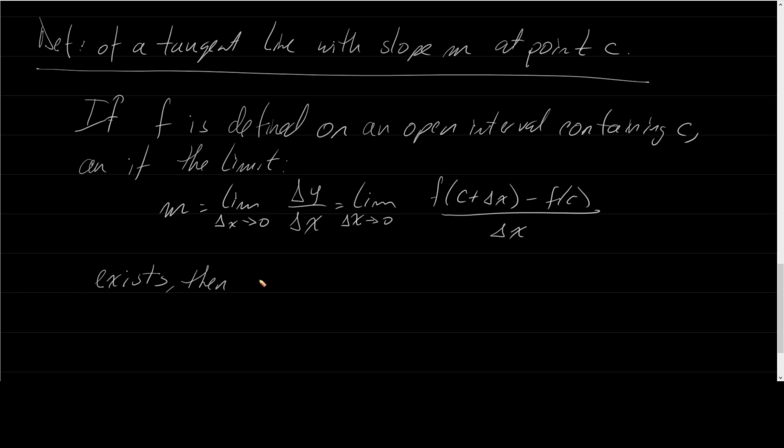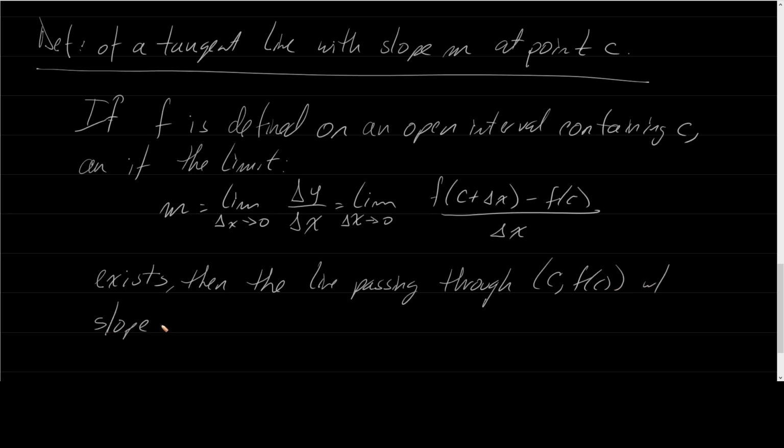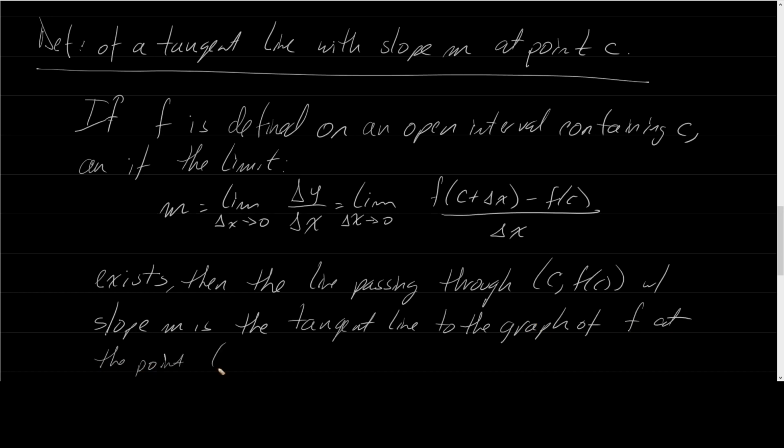then the line passing through c comma f of c, too many parentheses, with slope m is the tangent line to the graph of f at the point c comma f of c.